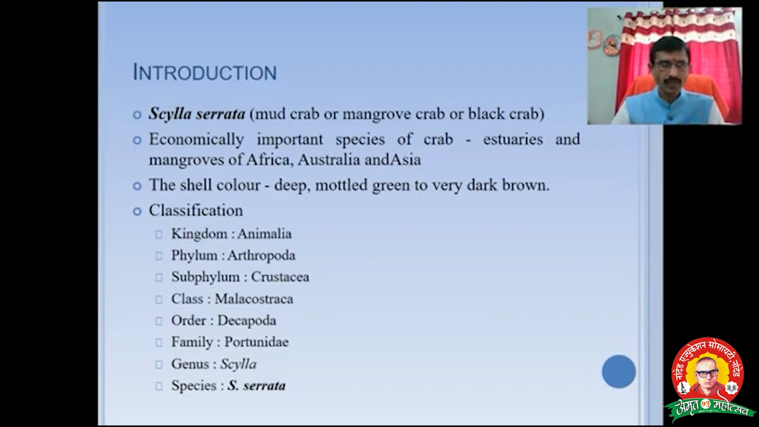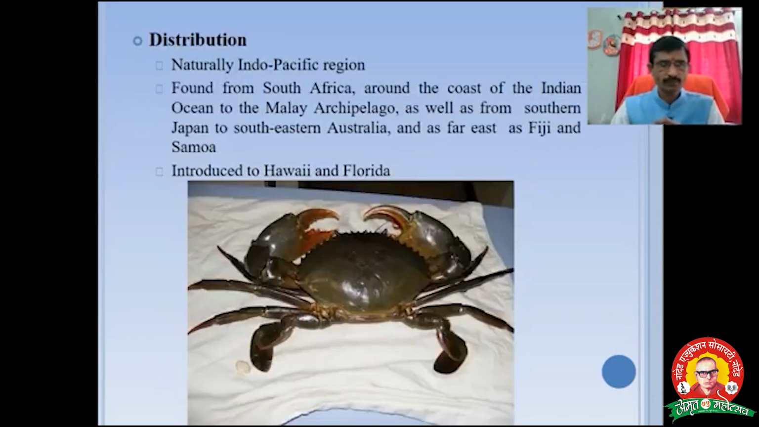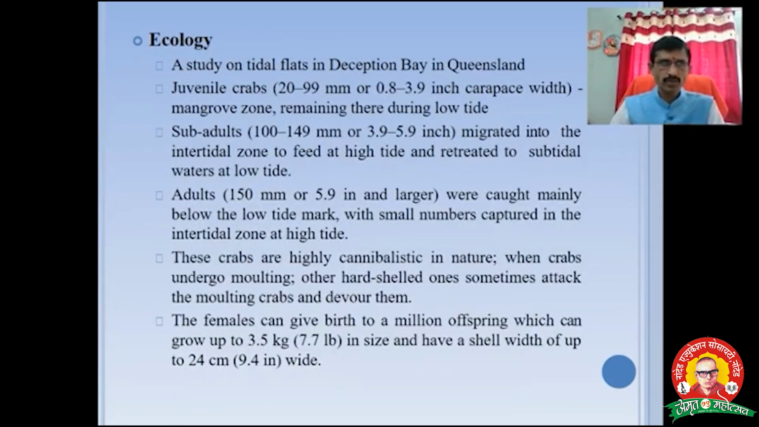Classification: kingdom Animalia, phylum Arthropoda, subphylum Crustacea, class Malacostraca, order Decapoda, family Portunidae, genus Scylla, and species serrata. Then, as already told, it is naturally found in the Indo-Pacific region, in Africa, South Africa, and the Indian Ocean also, Japan and southeastern Australia. It can also be used commercially.